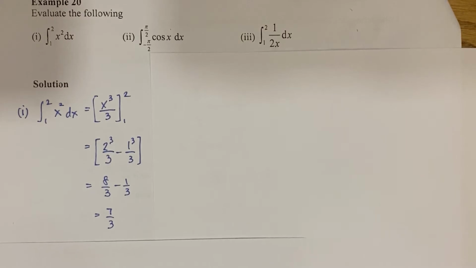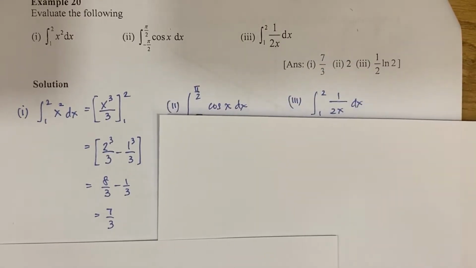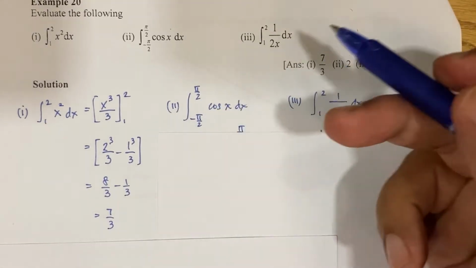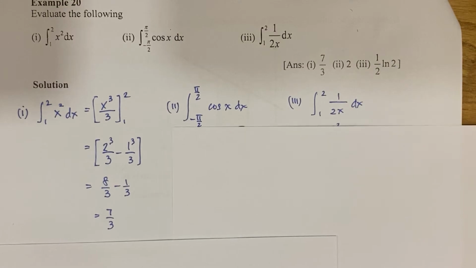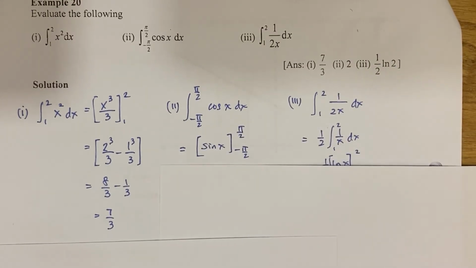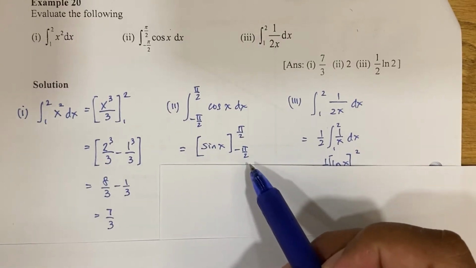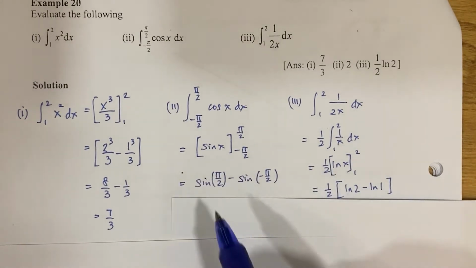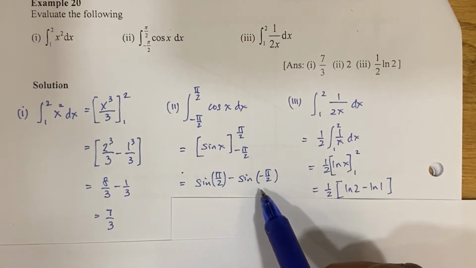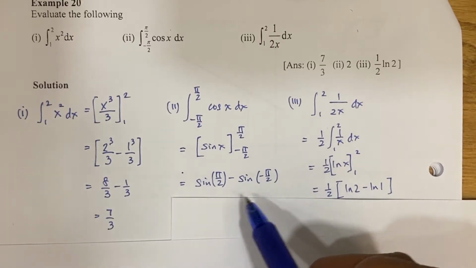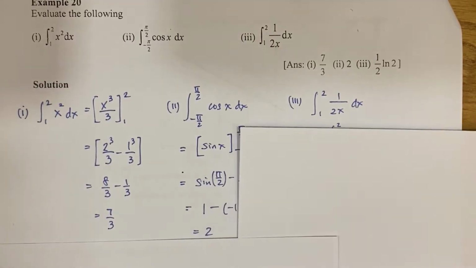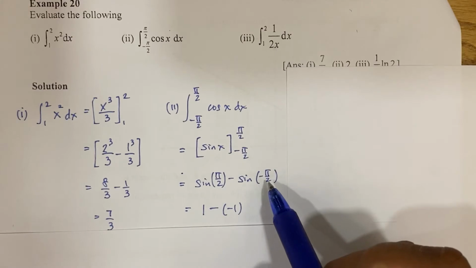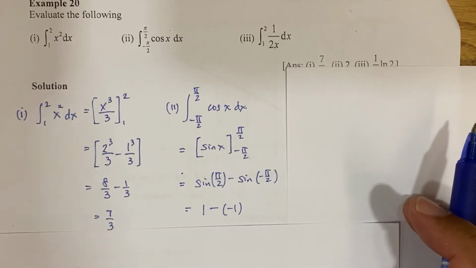Now for the second part, we are supposed to find the integral of cosine x, evaluated from negative pi over 2 to pi over 2. Now the integration of cosine will be sine, and this function will be evaluated from negative pi over 2 to pi over 2. So we are going to find sine pi over 2 minus sine of negative pi over 2. Now sine pi over 2 will be 1, and sine of minus pi over 2 will be negative 1. So we are going to get the value of 2.